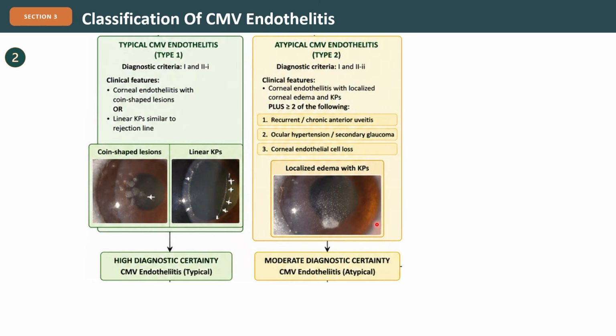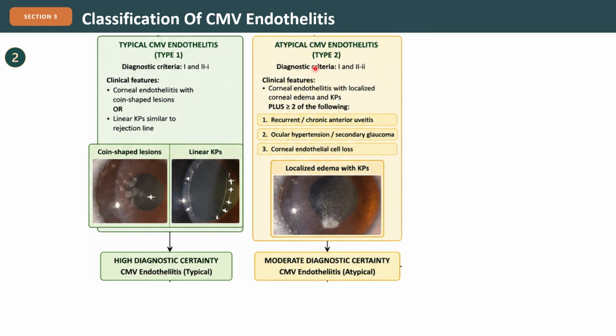The second step in the classification, after the PCR test is positive and supported by the background clinical findings, has two possibilities. If you are supported by coin-shaped endothelial precipitates or linear KPs, linear similar to the rejection line as we have explained before, like this one, you will find linear precipitates or coin-shaped precipitates. This is strongly suggestive of cytomegalovirus endotheliitis and is named typical cytomegalovirus endotheliitis.